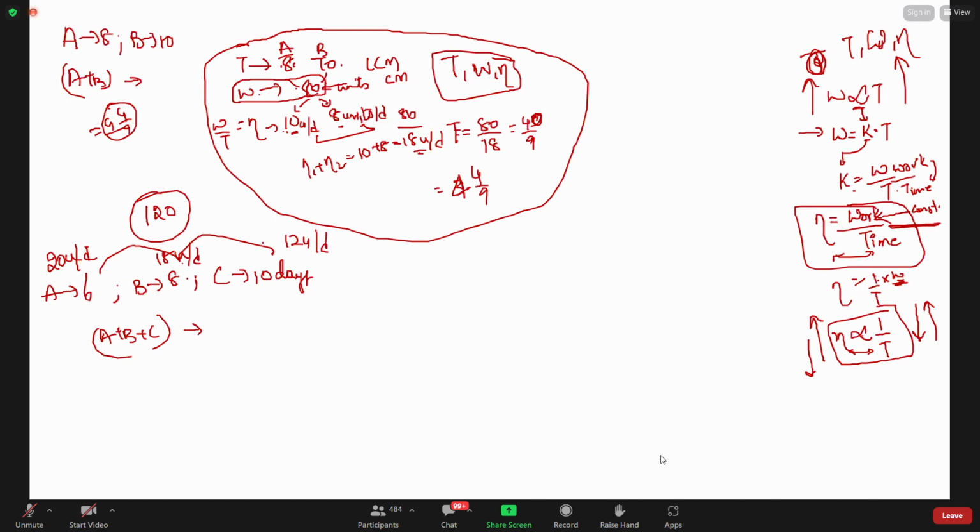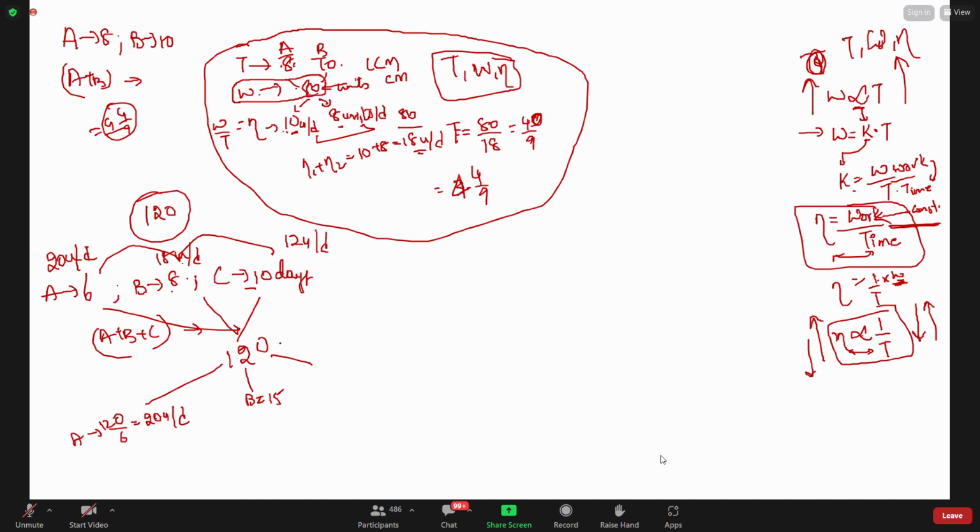Sana, just look at this one. A takes 6, B takes 8, C takes 10. What is the common multiple that you considered? You considered 120. So the number of units for A is 120 by 6. Work by time taken. 120 by 6 is 20 units per day. This is for A. For B, 120 by 8, 15 units per day. For C, 120 by 10, 12 units per day.